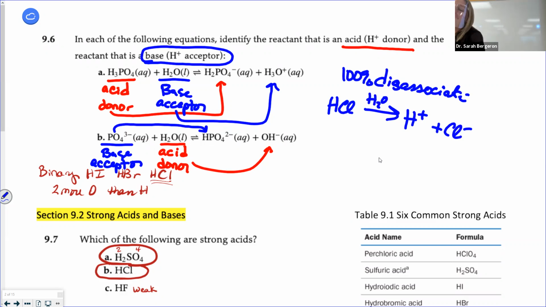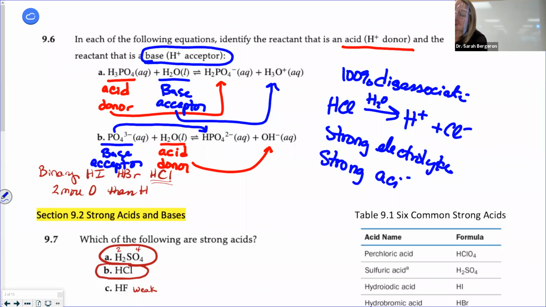This is in water. What do we call that? Non-electrolyte, weak electrolyte, or strong electrolyte? This is a strong electrolyte. So some acids disassociate completely. We call them strong electrolytes, but if they 100% disassociate and they are acids, we also call them strong acids.